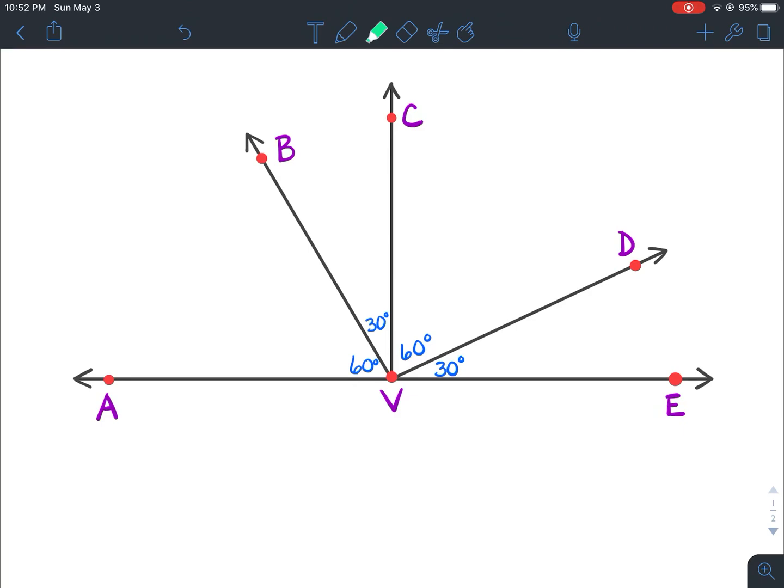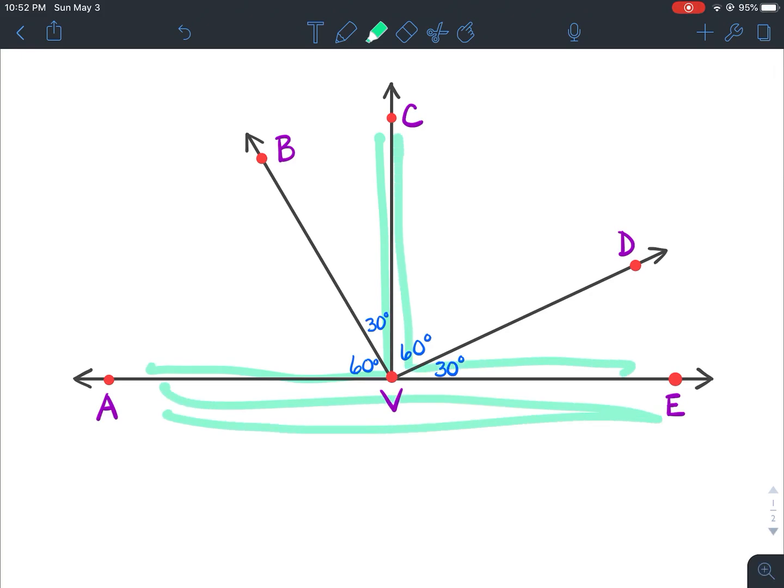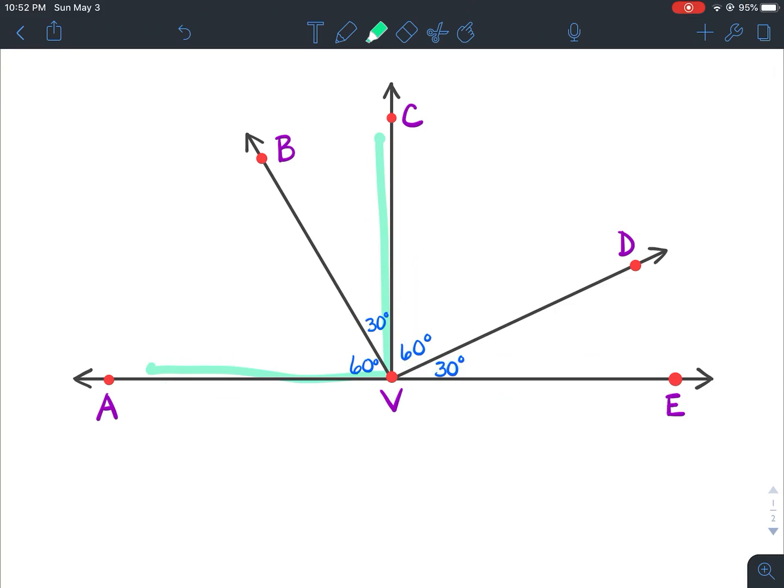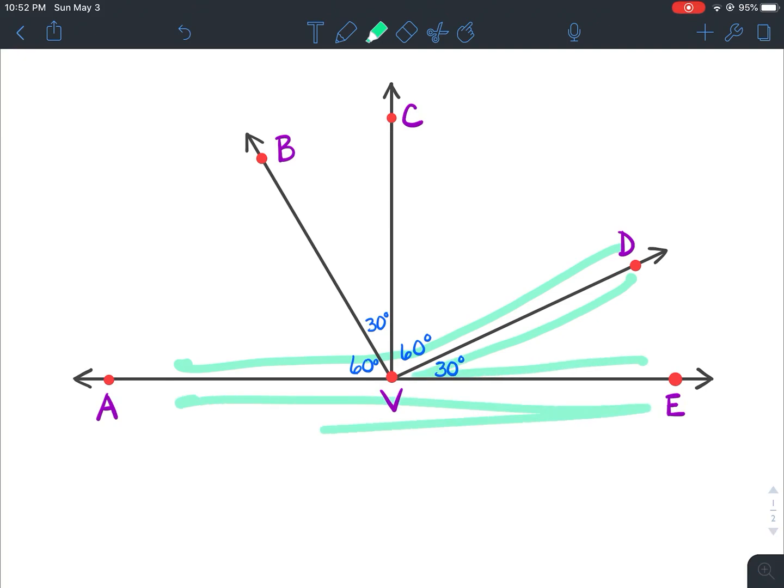Linear pairs. So remember, linear pairs are hard in this picture because it's hard to ignore some of the lines, but it's 2 angles that form a straight line. So these angles, when put together, form this straight line. Therefore, they are a linear pair. This angle here and this angle here, when put together, form this straight line. Therefore, they are a linear pair.